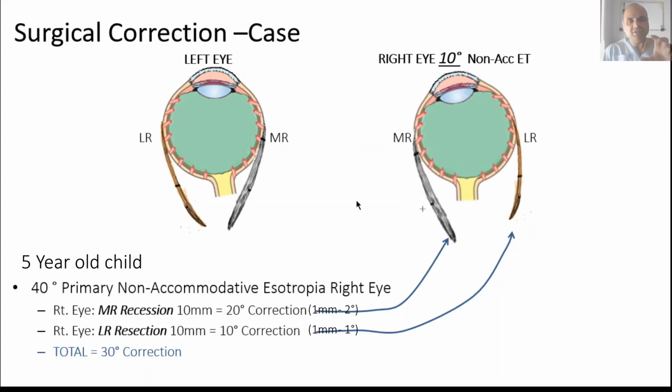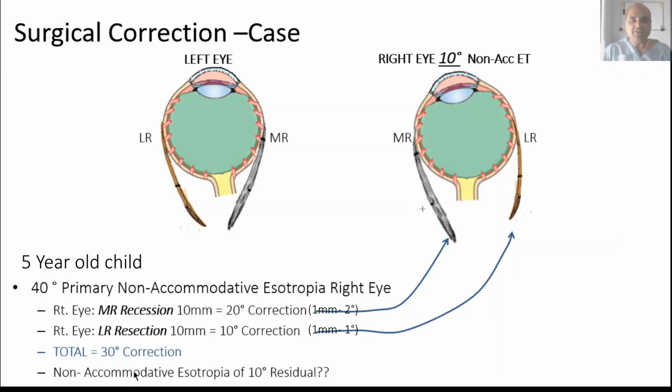Our medial rectus is still sort of overacting, but not as much as before. My question is, how do we correct this 10 degrees of residual squint? What do we do about it? Where do we get it from? Remember, this is non-accommodative esotropia, so you just can't give this patient spectacles and be done with it because spectacles are not going to do anything. Think, think, think. Pause the video and think. I'll give you the answer now.